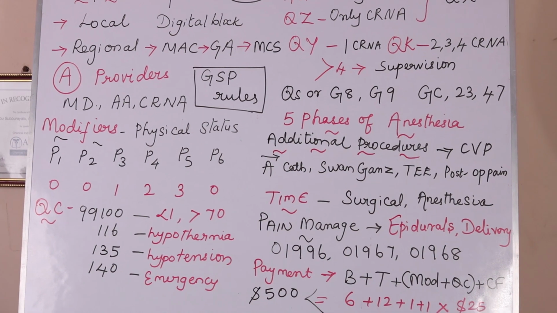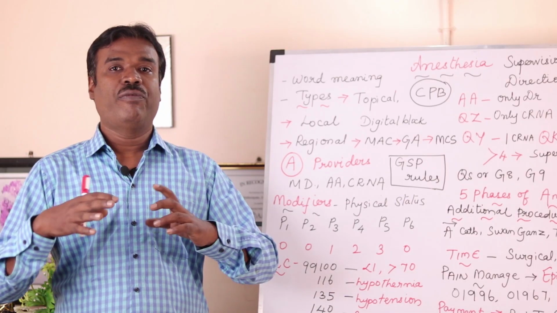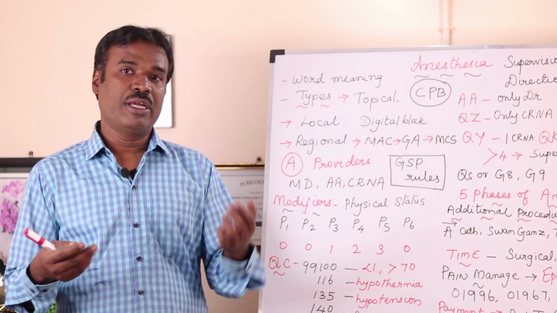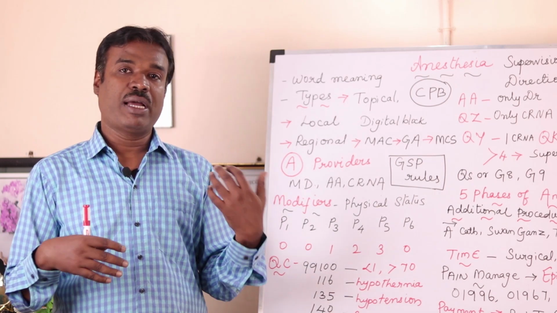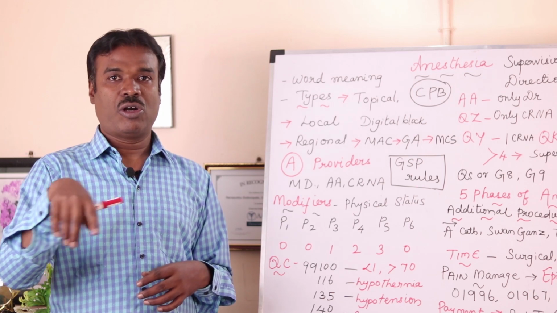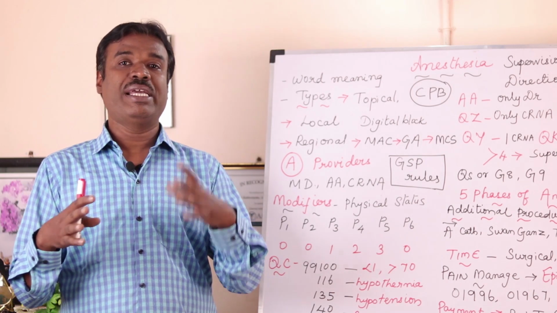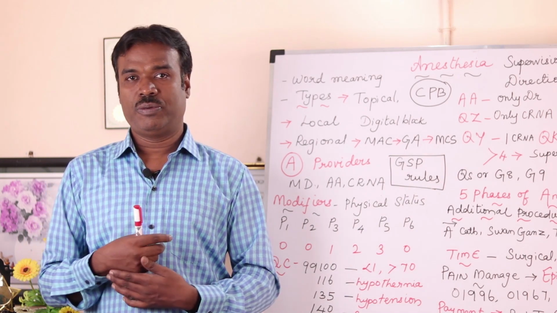So strictly speaking, these modifiers will not be assigned by the coders. The statuses are given and dictated by the anesthesia providers. In fact, when you see the anesthesia record, these will be encircled, and the coders simply have to assign these modifiers along with the ASA code.